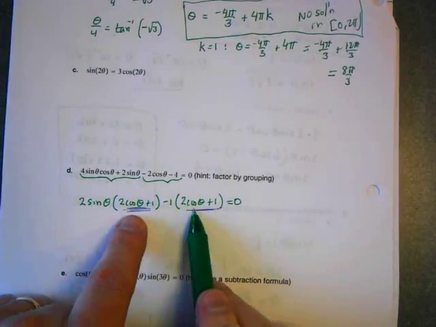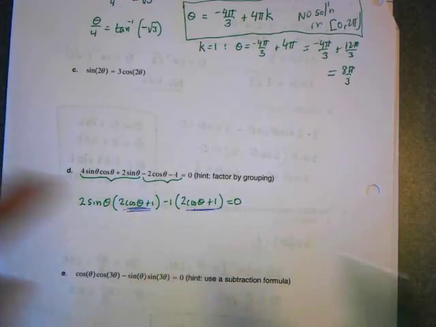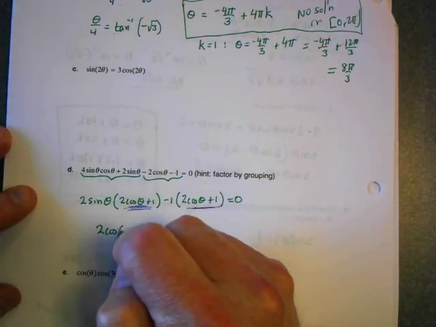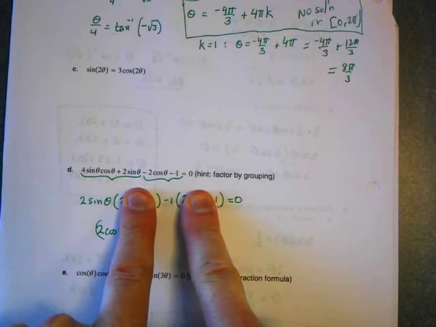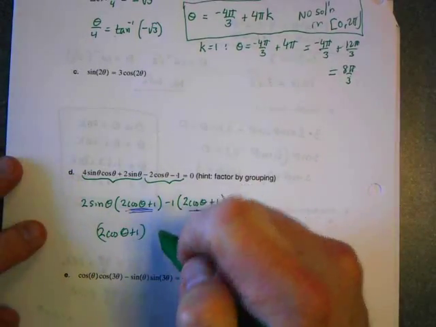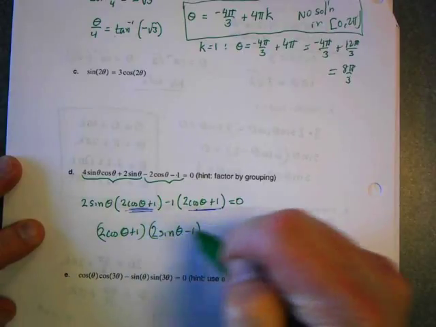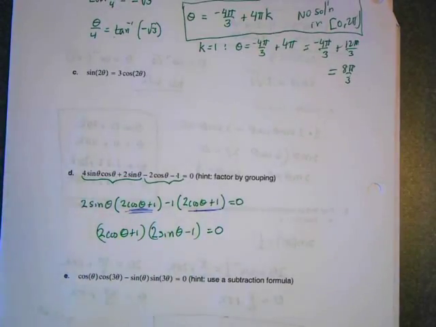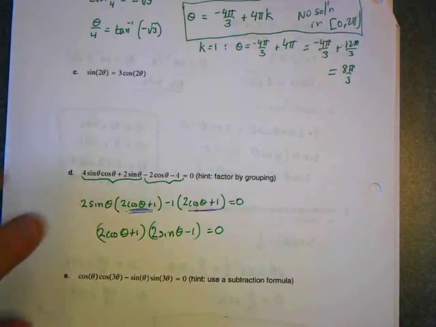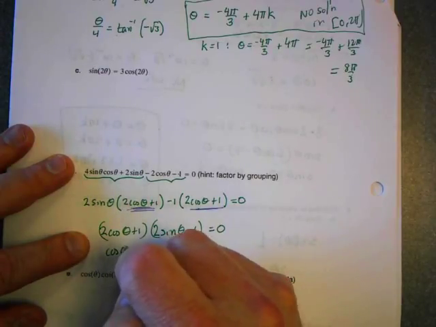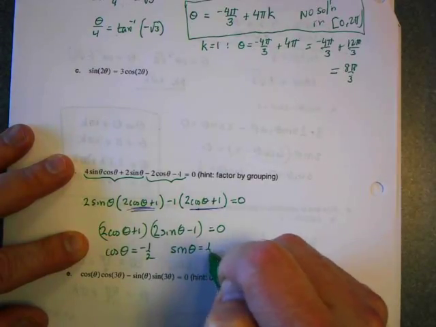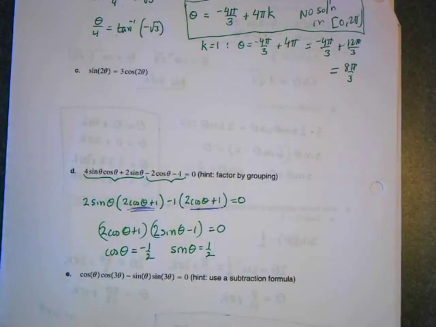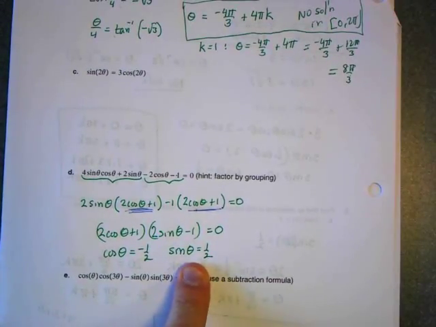The next step is these two things match perfectly, so you factor them out. So you write down 2 cosine theta plus 1. And if I take those away, what's left over? 2 sine theta minus 1. All right, so now that we factored, we set each one equal to 0. This one's going to give me cosine theta equals negative a half. And this one's going to give me sine theta equals positive a half.